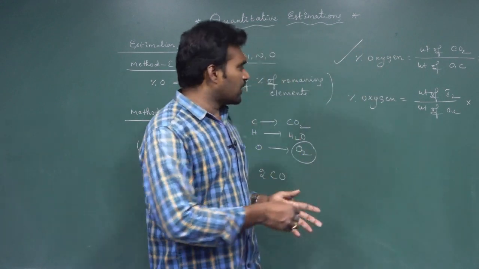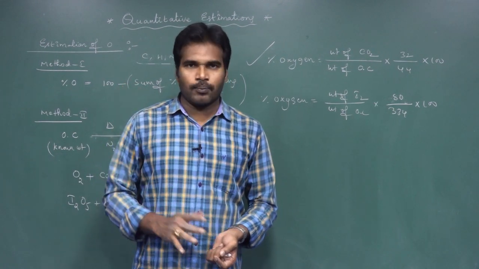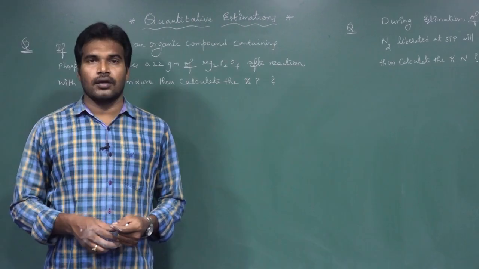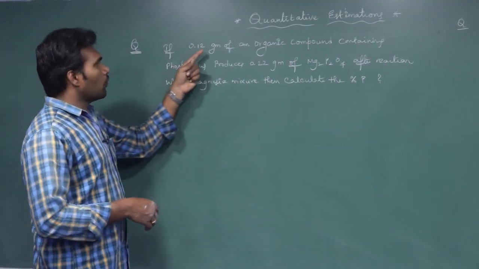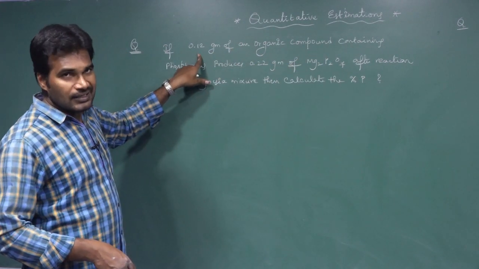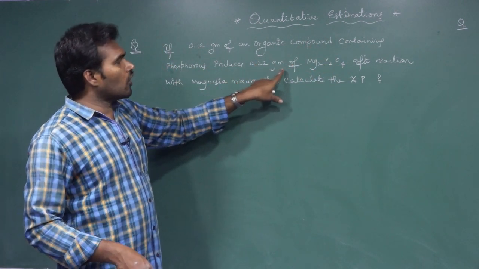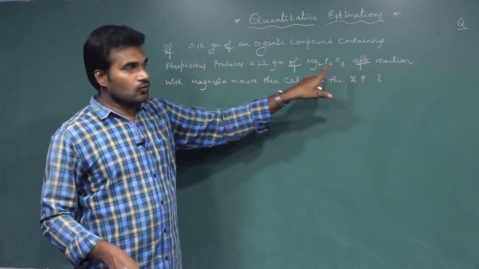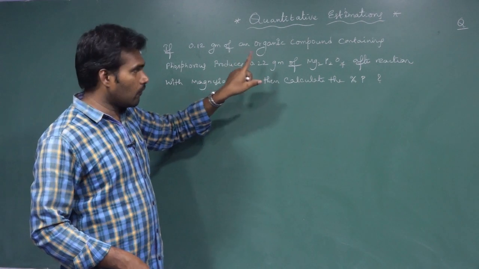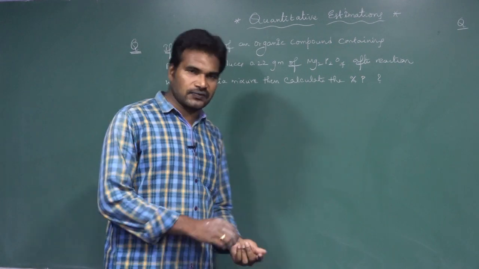So likewise, we can calculate the percentage of elements present in the given organic compound. Now we apply these formulas in a few problems. Take this question. If 0.12 grams of an organic compound containing phosphorus produces 0.22 grams of magnesium pyrophosphate after the reaction with the magnesium mixture, then calculate the percentage of phosphorus.